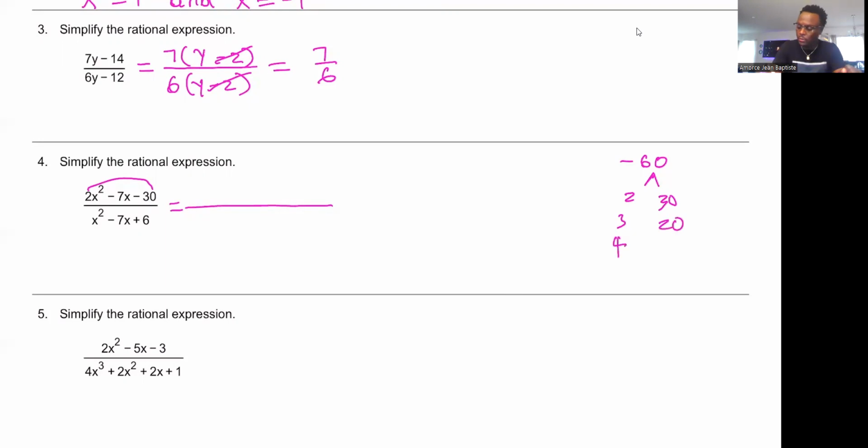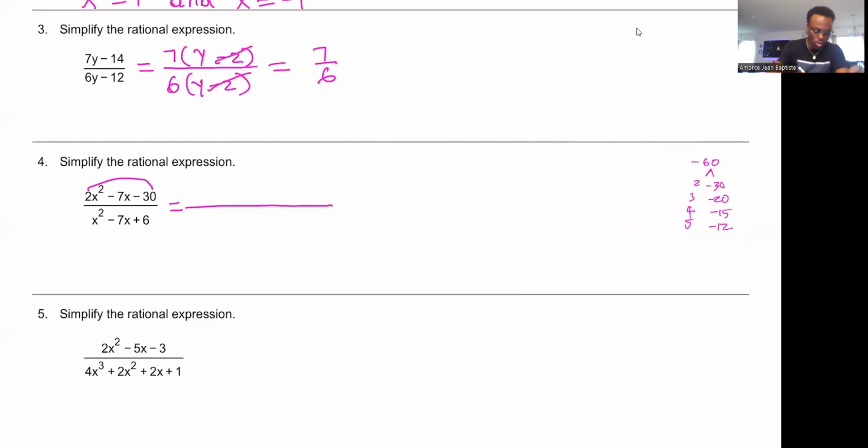4 and 15, well, obviously one is negative. We know the big ones are negative. 4 and 15 will not work. Say 5 and 12 would work. All right, 5 and negative 12 will be the two numbers. So I found the two numbers, which is 5 and negative 12.